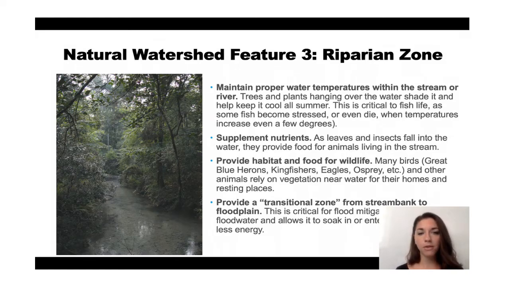Riparian buffers are also a really important transitional zone. A lot of aquatic life exists between the channel and the surrounding area. So having that kind of safe habitat for animals that rely on both the surrounding area and that water body is really important. It's critical for flood mitigation as well, as I mentioned, slowing down that flood water and helping to stabilize those stream banks.